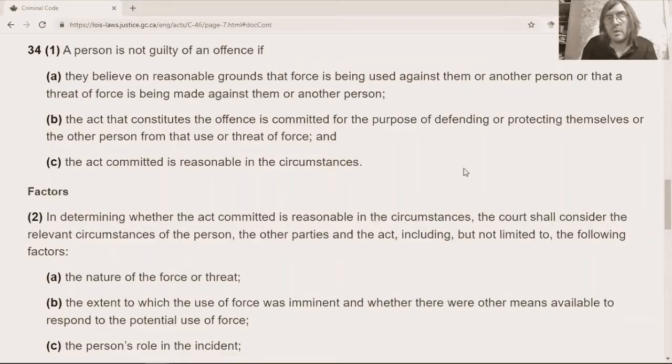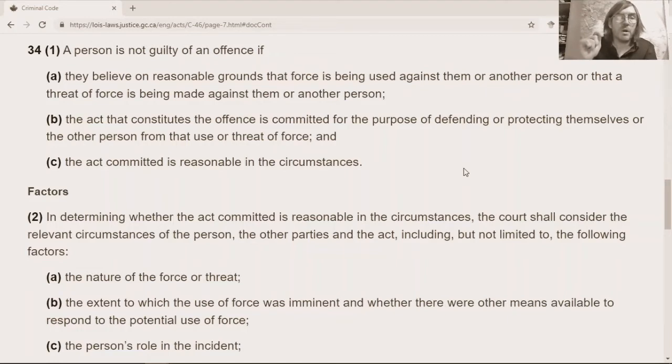So that's the trigger. Section 34 sub 1 sub b sets out the motive condition. So here's Section 34 again, and note that sub b provides that in order to claim self-defense, the act that constitutes the offense must be committed for the purpose of defending or protecting oneself or another person from the use or threat of force in issue. As this suggests, the defendant must act for the purpose of defending himself or another. It is not enough that force is used or threatened and that the offense committed by the defendant has the practical effect of averting or repelling the threat. It must be committed for the purpose of averting or repelling the threat.